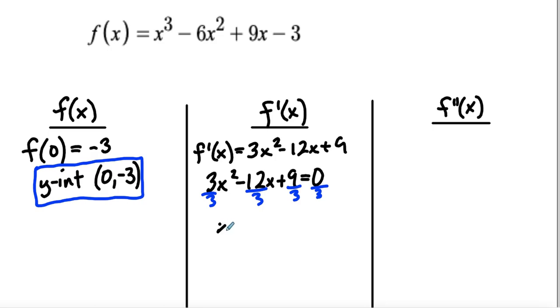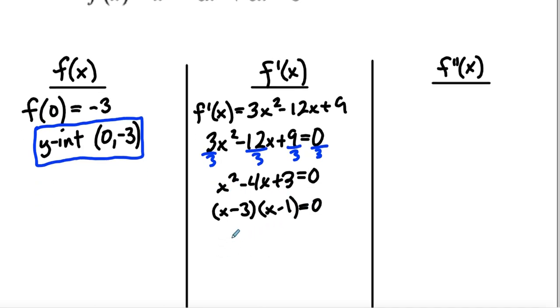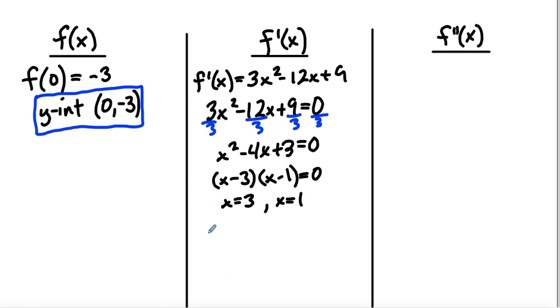And so now we have x squared minus 4x plus 3. Factoring that is just going to be (x minus 3)(x minus 1). So we get two answers here: x equals 3 and x equals 1. Now, in order to figure out our maxes and mins, I got to put these x values back into the original function in order to figure out which one's max and min. Also, I need their y values so that I can graph them.